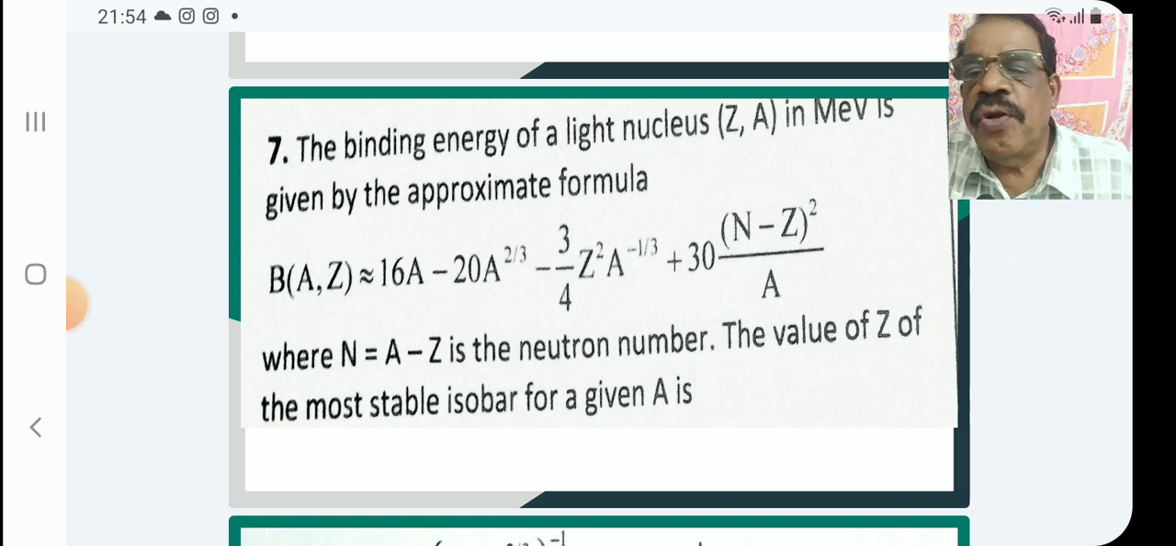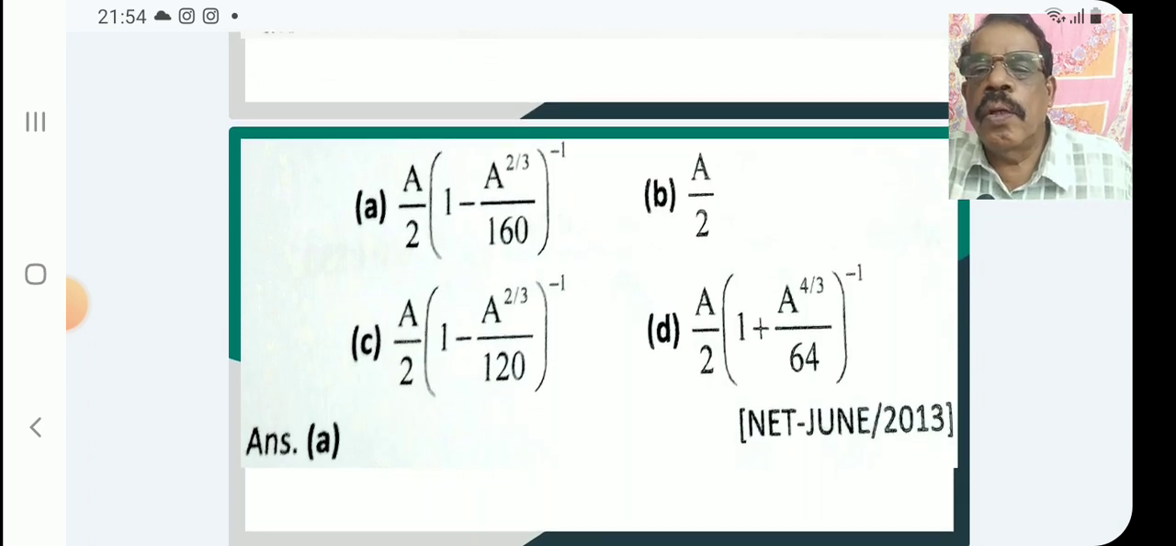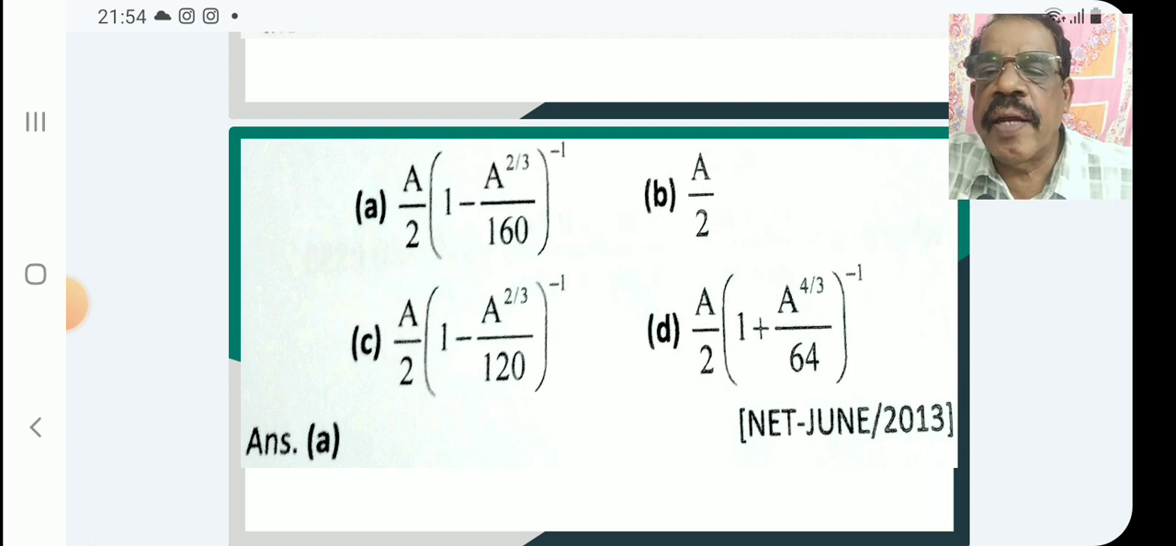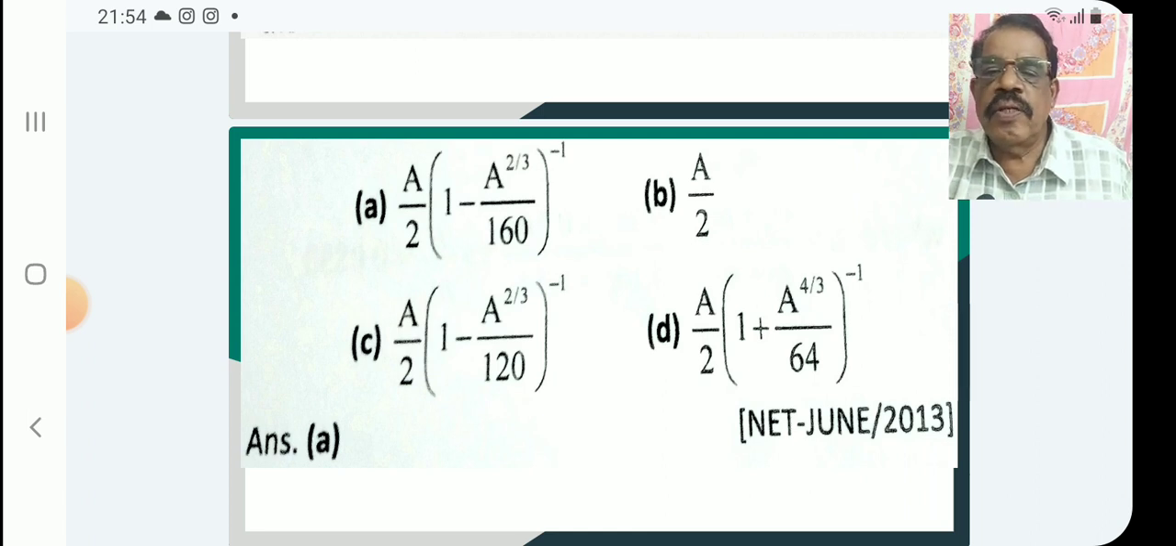The value of Z of the most stable isobar for a given A is, the four answers are given here. A by 2 into 1 minus A raised to 2 by 3 by 160 raised to minus 1. B is A by 2, etc. The answer given is A.